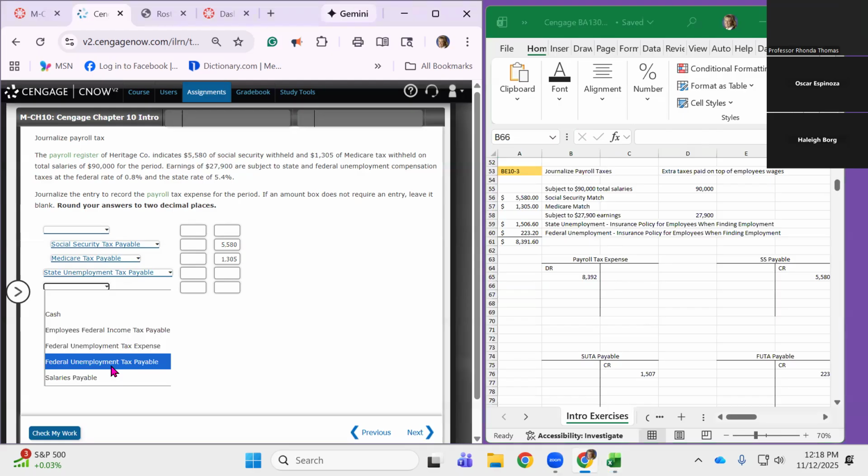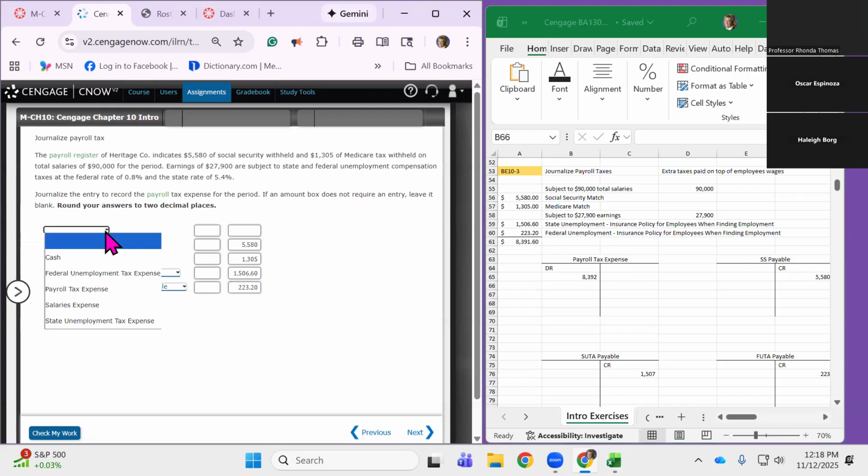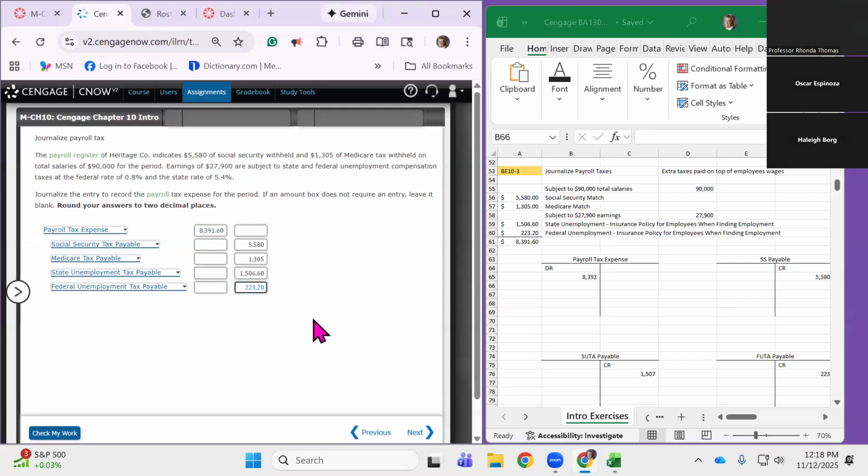All right, so the last one is federal unemployment tax payable. We got 1506.60. So you're going to have to put your numbers in because I think this is an algorithm problem. And then this is all payroll tax expense, $8,391.60. So you see how you have to figure out all those payables first, how much you're going to have to pay in, and then you wait to see what those total and then make this the offsetting debit to record that journal entry. I think I'm right.